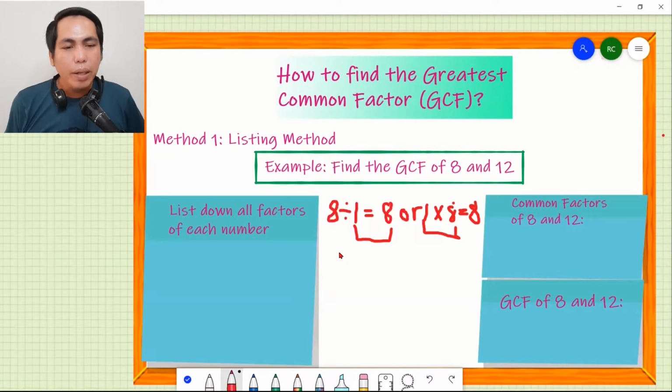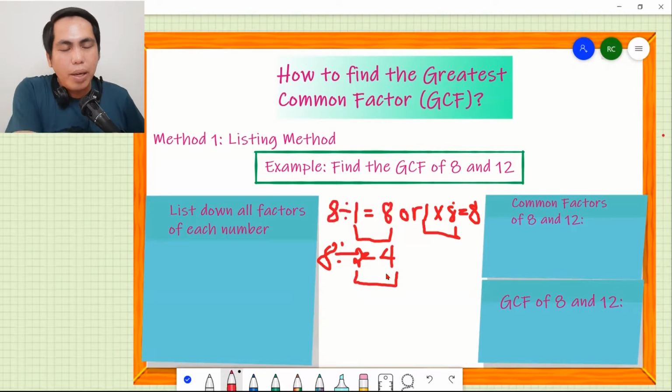Aside from 1 and 8, we can also divide 8 by 2 to give us 4. So meaning to say that 2 and 4 are also factors of 8. Or we can multiply also 2 times 4 is equal to 8.